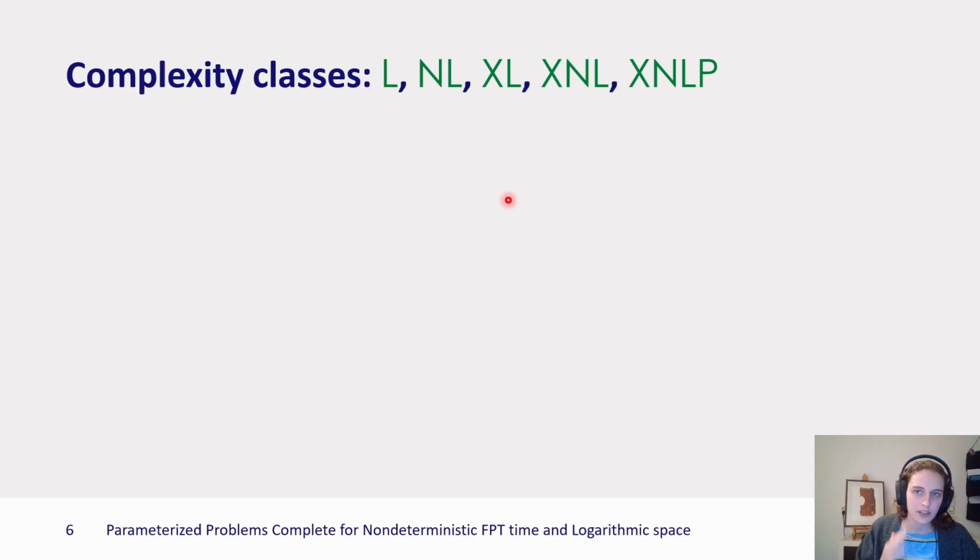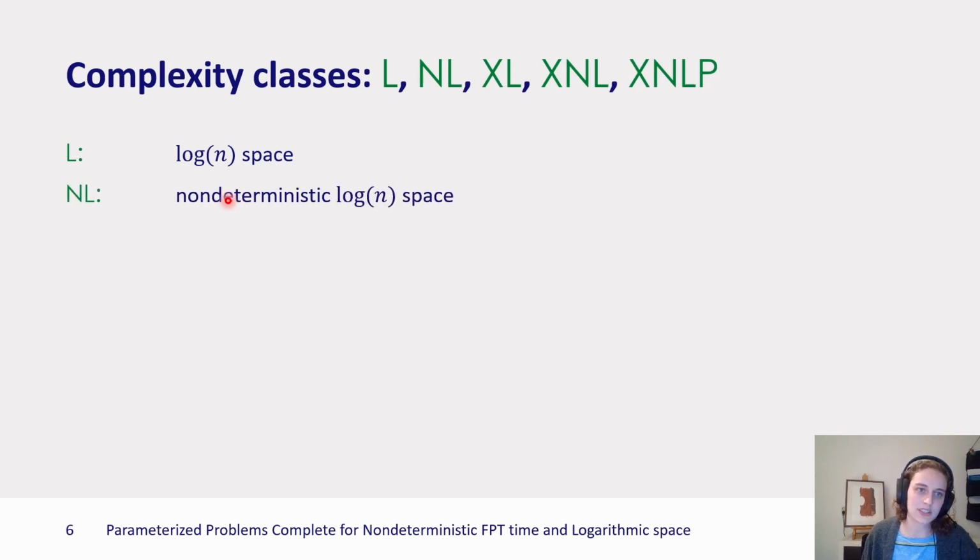So why do we call it XNLP? Let's go back to the complexity classes that we start with in complexity theory. L is the complexity class for which deterministic Turing machines can compute it using only log n space. And NL then stands for non-deterministic log space. So that means that we just want to know if there is some computation of the Turing machine that ends in an accepting state.